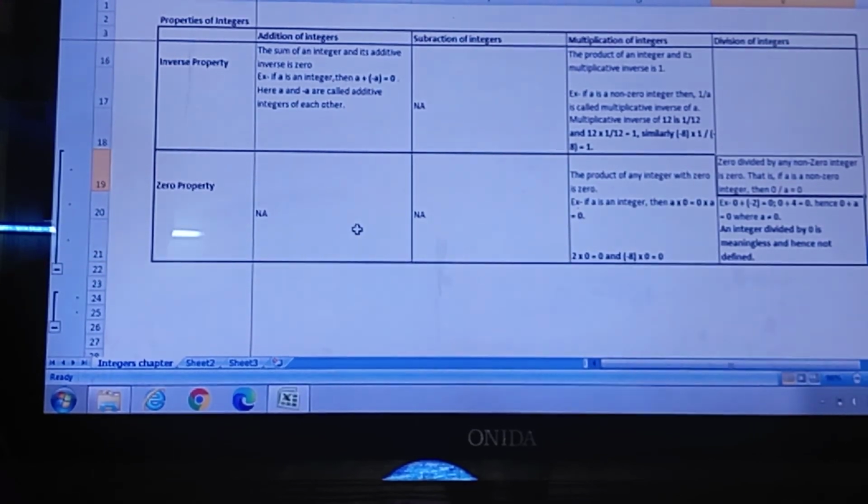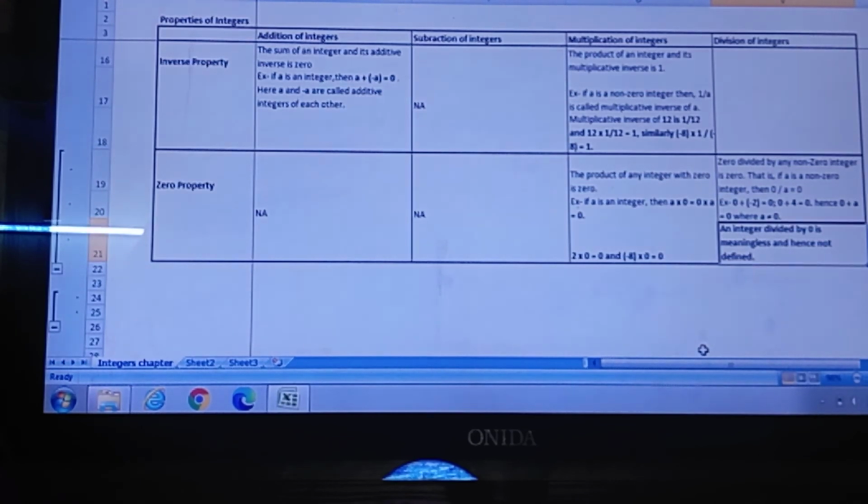0 divided by a non-zero integer is 0. If a is a non-zero integer, then 0 divided by a is still 0. For example, 0 divided by minus 2 is equal to 0, and 0 divided by 4 is also equal to 0. Hence, 0 divided by a will give you 0, where a should never be 0. A cannot be divided by 0. An integer divided by 0 is meaningless and hence not defined.